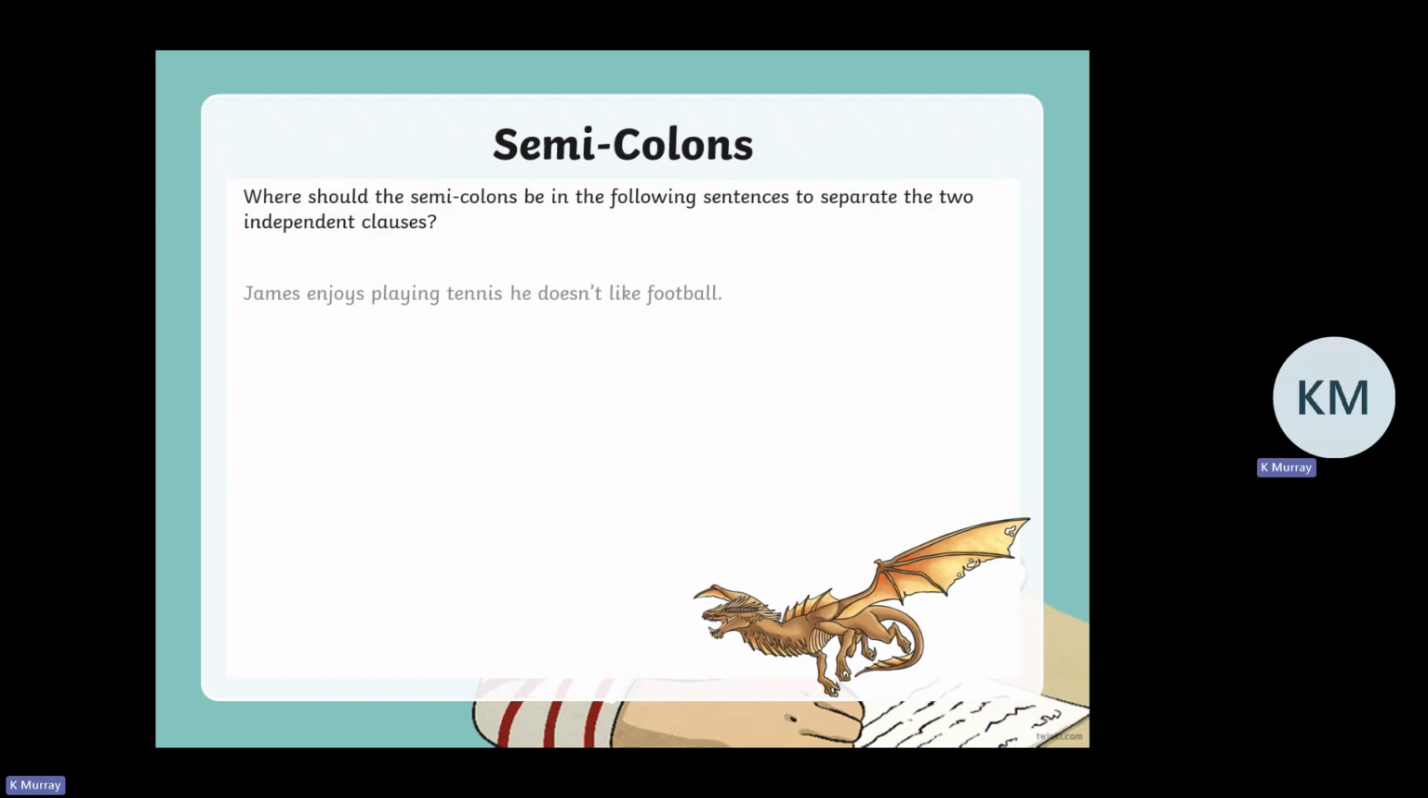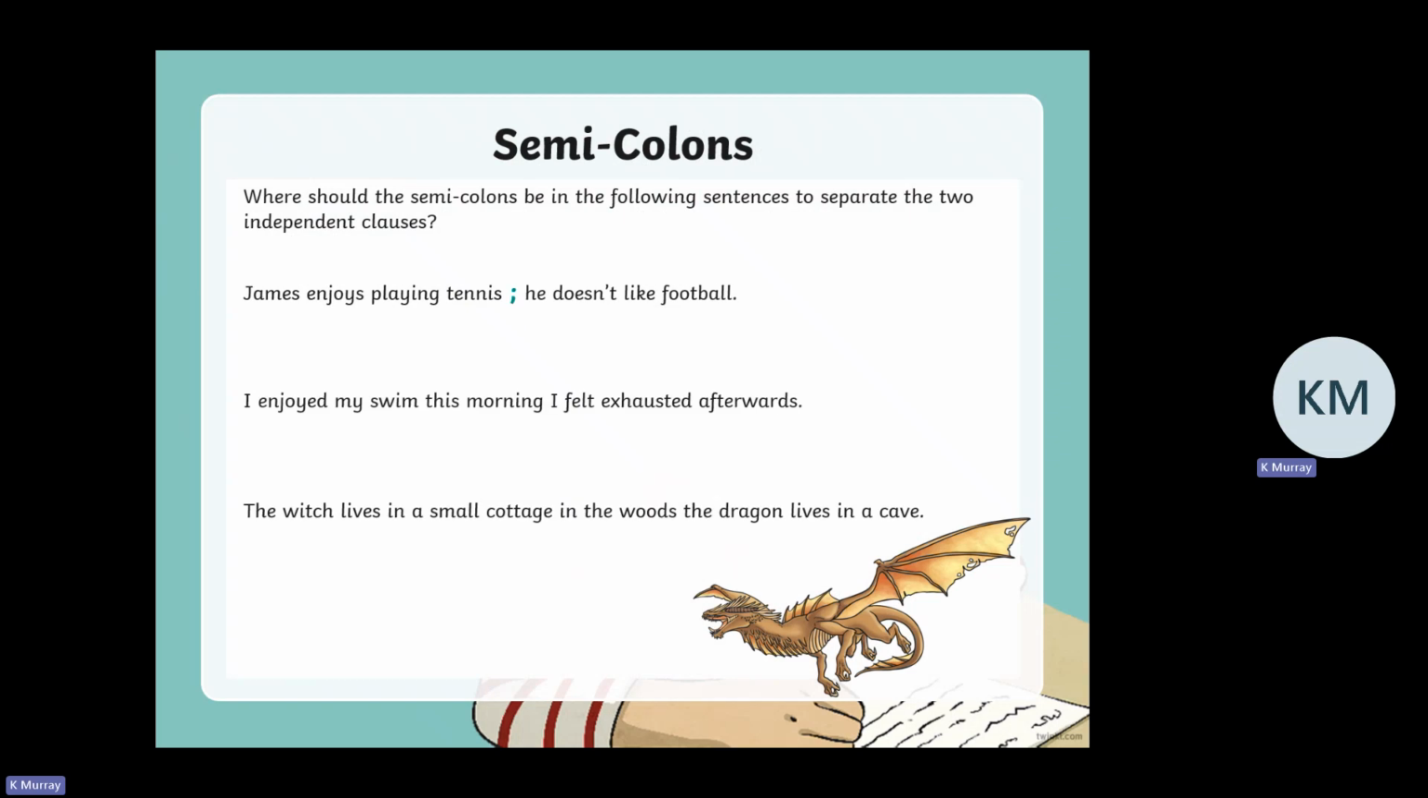Okay, right, so let's have a look at these. Where should the semicolons be in the following sentence? James enjoys playing tennis, semicolon, he doesn't like football. Now, the semicolon is in the middle of the two independent clauses. I enjoyed my swim this morning. I felt exhausted afterwards. It connects the two independent clauses. The witch lives in a small cottage in the woods.